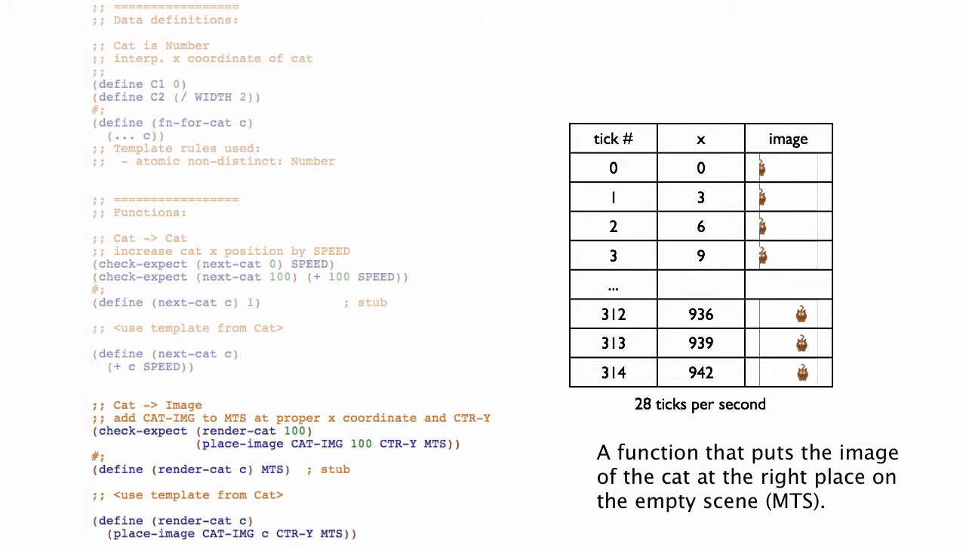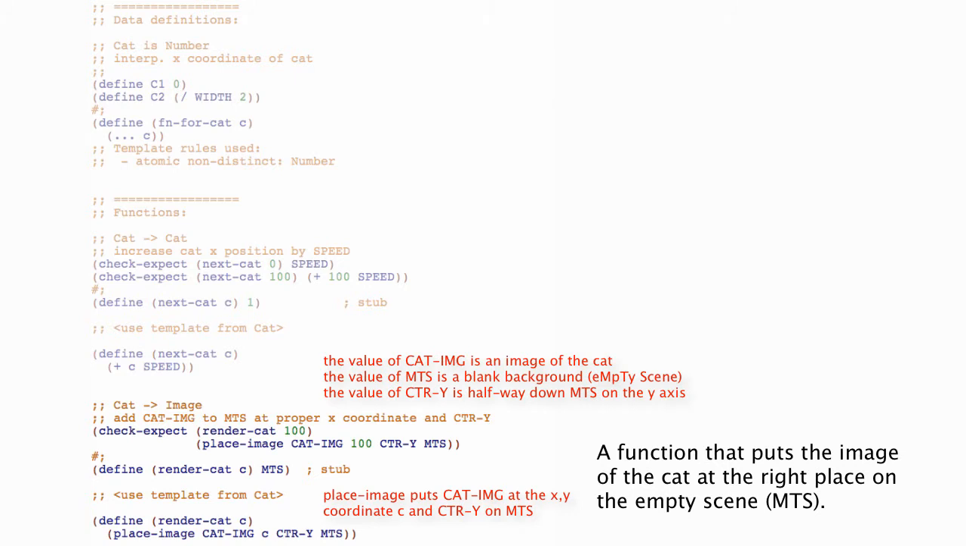So here's a function that does that. The function consumes a cat and produces an image. And we're using a primitive here that you haven't seen before called placeImage. The way placeImage works is it takes an image, and then it takes an x-coordinate, a y-coordinate, and a second image, and it places the first image at the given x-y coordinate on the second image. So what this function is doing here is placing the image of the cat, which happens to be the value of a constant called cat image, at the appropriate x-coordinate in the middle of the background image, which happens to be called MTS.